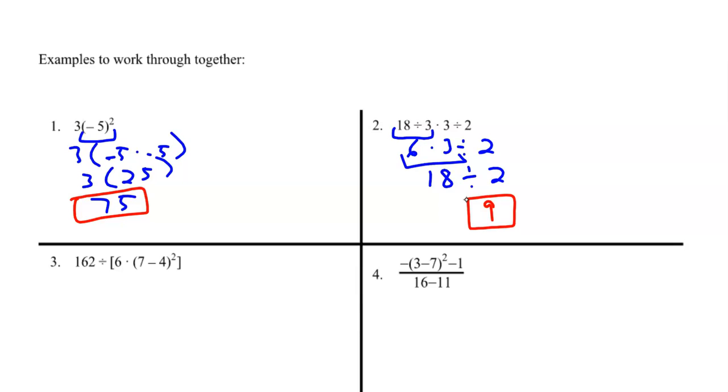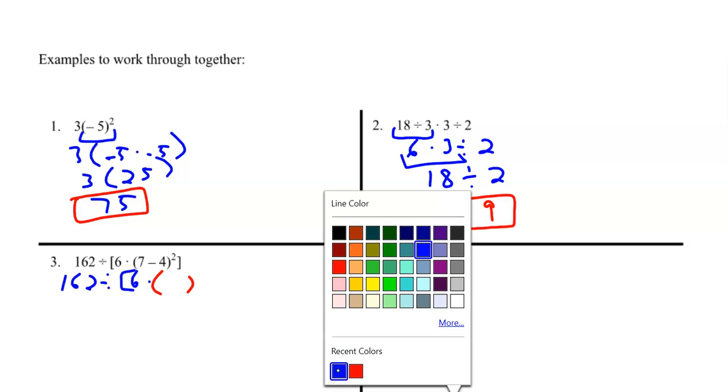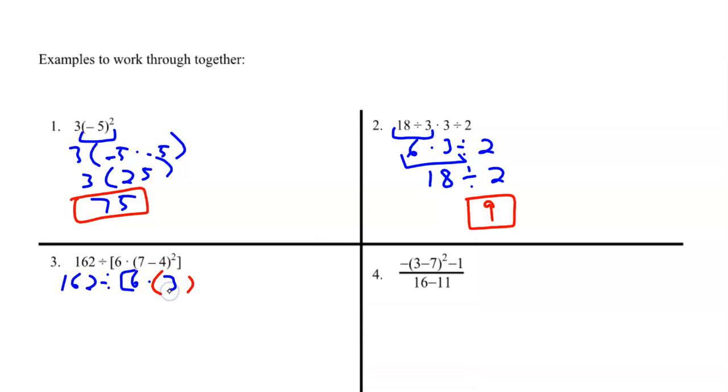All right, now 3 is a chance for us to really use all of the GEMS. We have a couple of different groupings in there. So remember, we do groupings inside out. So I'm going to rewrite part of this. Whoops, I didn't mean to be in red. 162 divided by, and so we have that bracket, 6 times, and then this is really the thing I want to do next. It's just this part. That is, what is 7 minus 4? Well, that's going to become 3, and that's still squared, and then that's all still in a bracket.